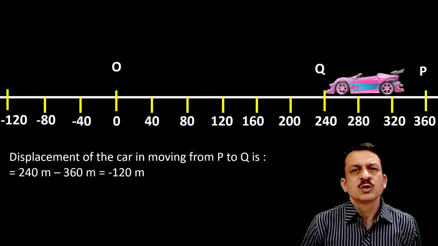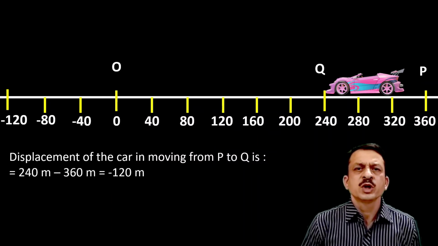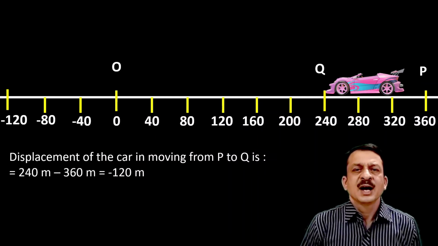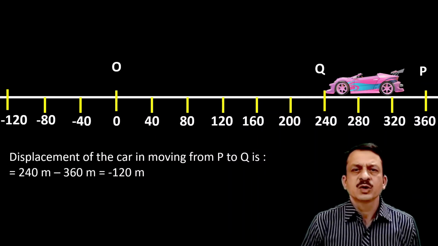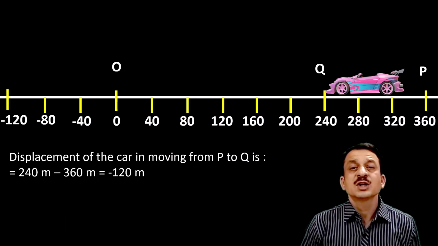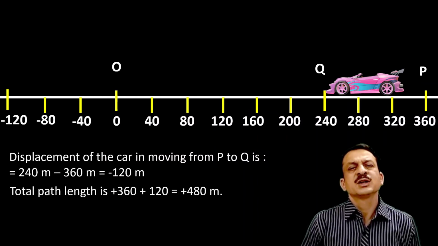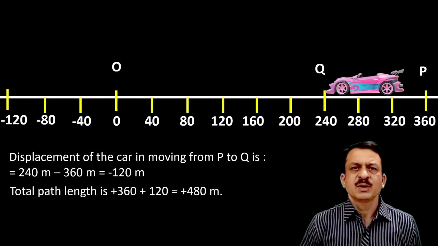Clear? If we have to find the total displacement, we have to find the displacement from O to Q. It becomes 240, that we will calculate right onwards. So if it goes from O to P and comes back from P to Q, what is the total path length? From O to P 360 plus P to Q 120, that makes 480 meter. Therefore total path length is 360 plus 120, it is 480 meter.